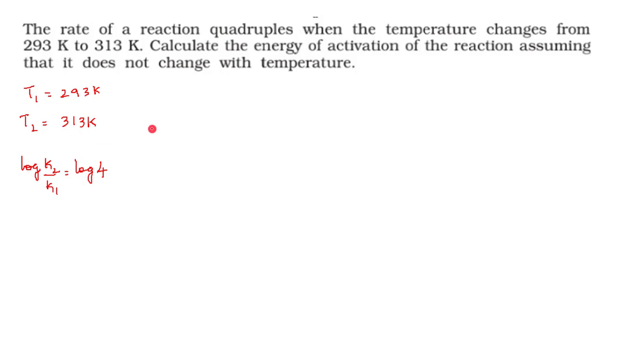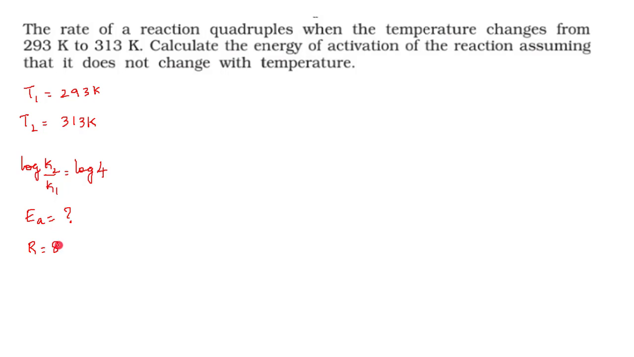Sometimes they will give you that the rate of reaction triples or doubles. At that time, you take initial K1 as 1, and triple means you take K2 as 3. Here they have given quadruple, so you are taking K2 as 4 and K1 as 1. So K2 by K1 is nothing but 4. Whatever change they have given, that value you can take here. So log of 4. Then Ea has to be calculated.